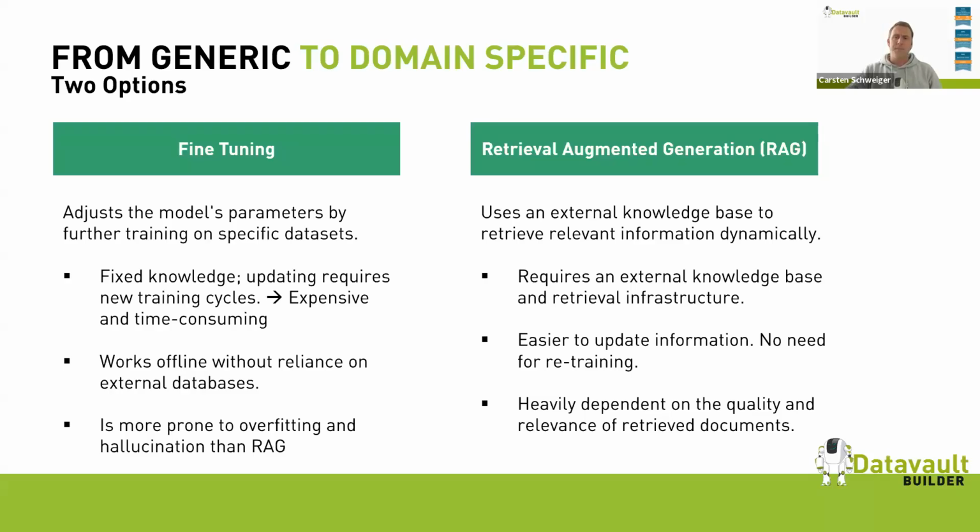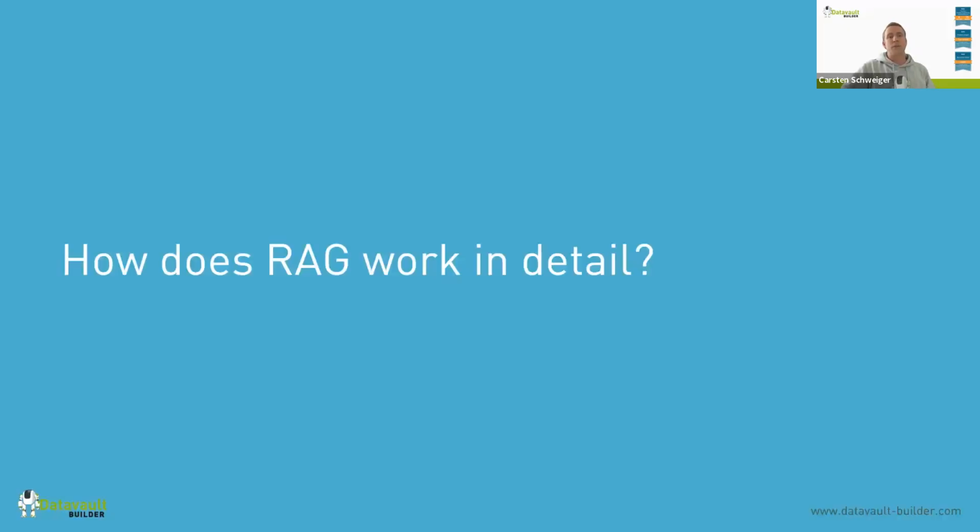But the disadvantage is you're heavily dependent on the quality and relevance of the retrieved information from your knowledge-based system. It's also possible to combine both things in a solution, but we chose RAG because our goal was to minimize the hallucination. We want to get the most accurate data out of it, and as I said, want to update the information very often. So how does RAG work in detail?